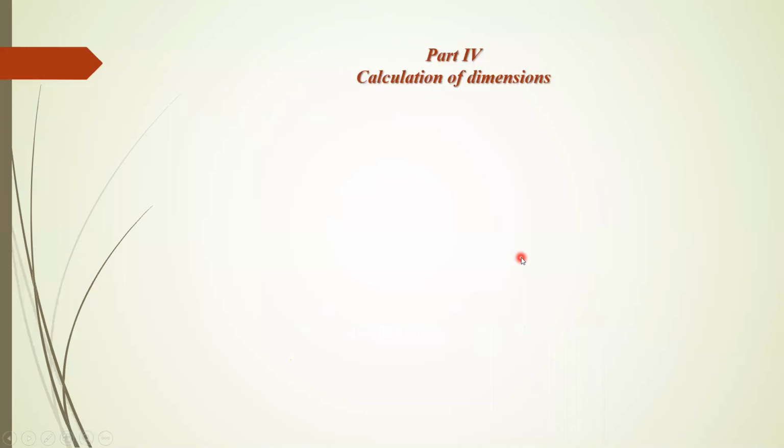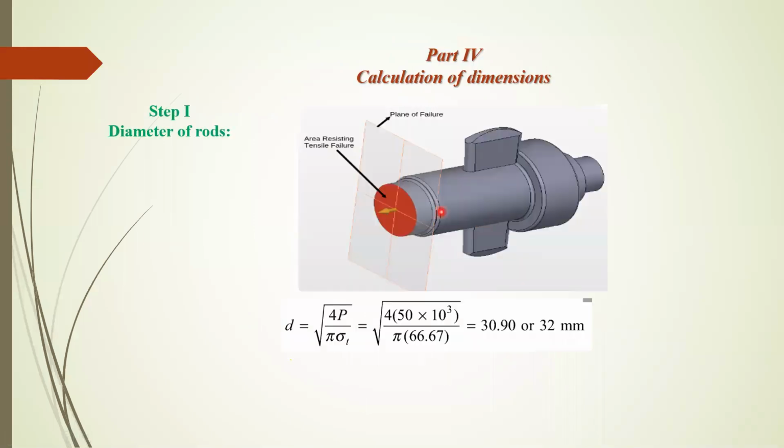In part number 4, we have to calculate all the dimensions of the components. There are certain steps to be followed. Step number 1: first we calculate the diameter of the rods to be connected. Using this diagram, if a tensile force acts on the rod, the rod can fail by tensile failure. This is the tensile failure equation. Sigma T is force per unit area, and the area of cross section is pi by 4 d square.